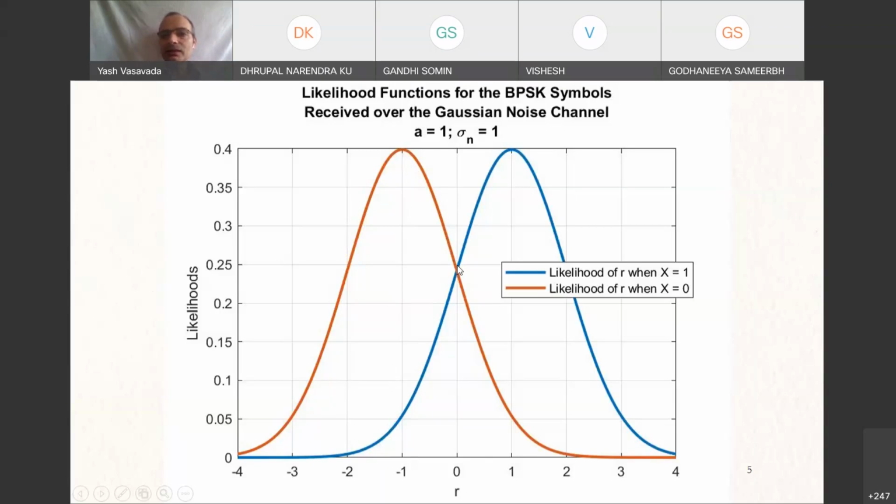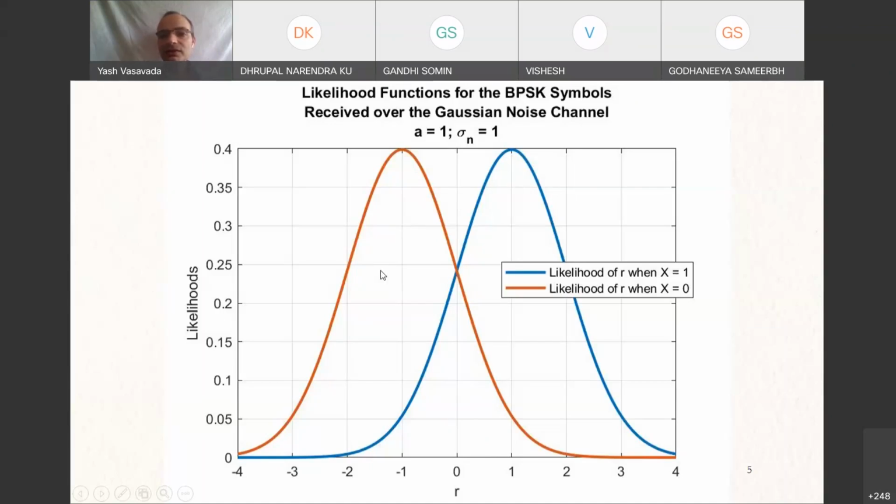And then as r becomes positive, now this likelihood function, the one in the blue, starts becoming bigger than the one in the red. So if I take the vertical values along the y-axis for any value of r which is positive, the red is always going to be smaller than the blue. And so if we are just trying to maximize the likelihood function, which is what the maximum likelihood detector does, it will obviously say that I will look at the point at which they intersect, they become equal.